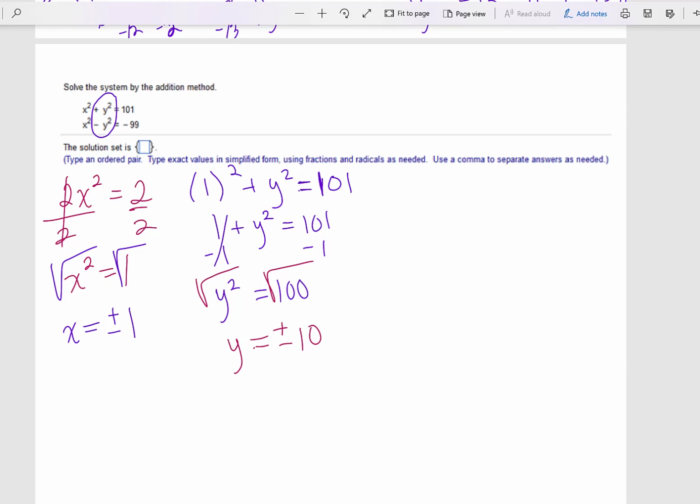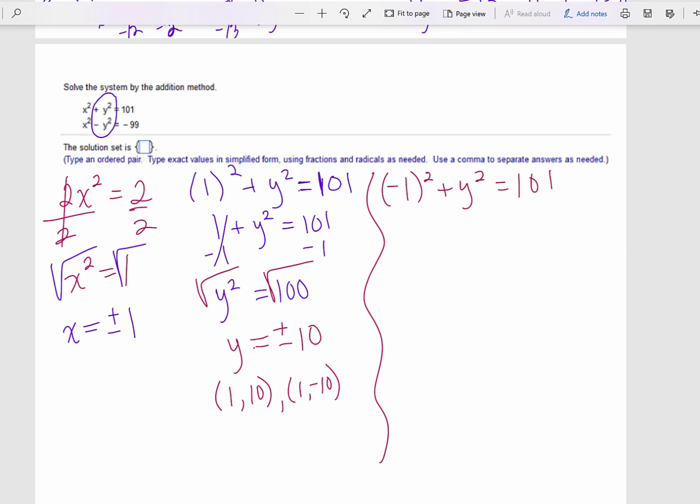So notice that this one input of 1 gave me positive 10, but it also gave me negative 10. So that actually gives us two ordered pairs from just that one input of positive 1. Okay, but that didn't even take care of the fact that we're also going to do negative 1, right? Because that was also one of our x values. So plug that in as well.